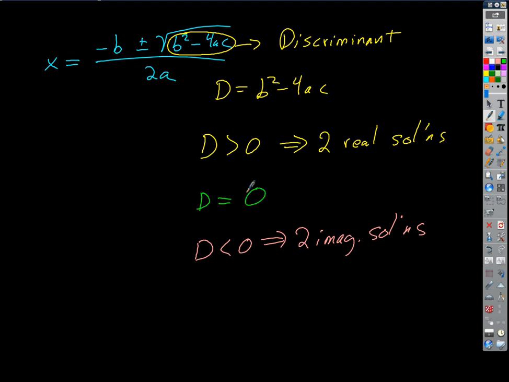What if D exactly equals 0? What's the square root of 0? 0. Okay, so then think about this. On the top of our fraction, we're going to get negative b plus 0 and negative b minus 0. Are those different? They're the same. So what are we going to get, Cheyenne? We're just going to get 1 real solution. Okay?